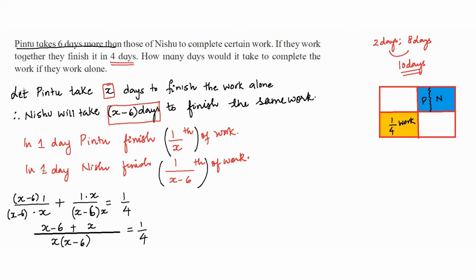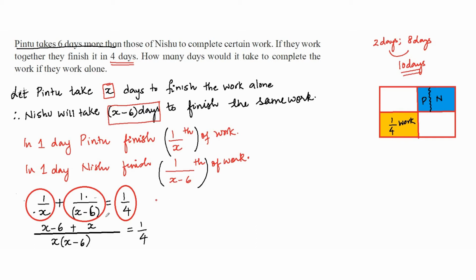Again, let me quickly explain this. 1 by x is the work done by Pintu in 1 day, and 1 by x minus 6 is the work done by Nishu in 1 day. Together they are completing 1/4 of the work. How did I conclude it's 1/4? Because they complete the work in 4 days, which means in 1 day they complete 1/4 of the work, assuming they do uniform work.